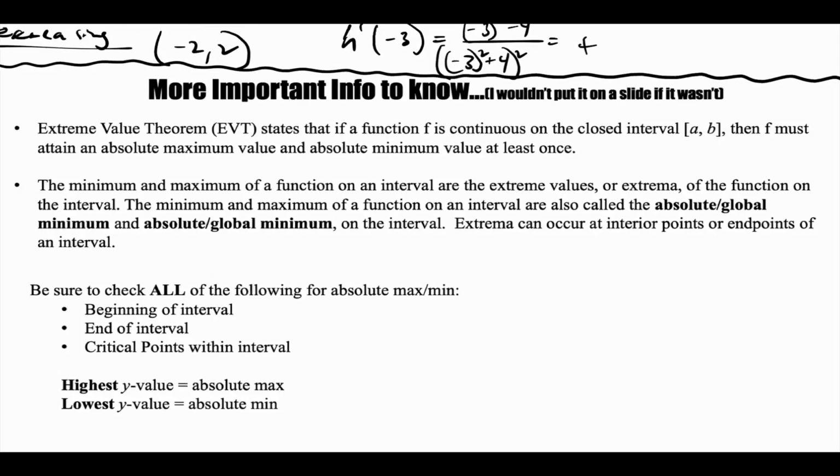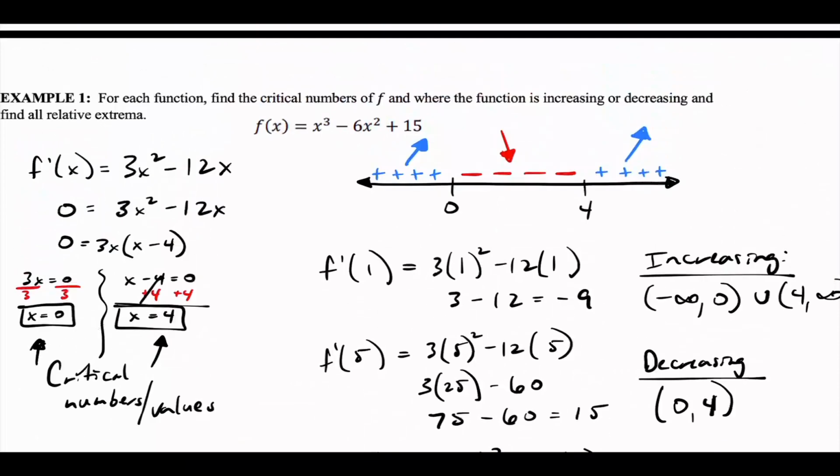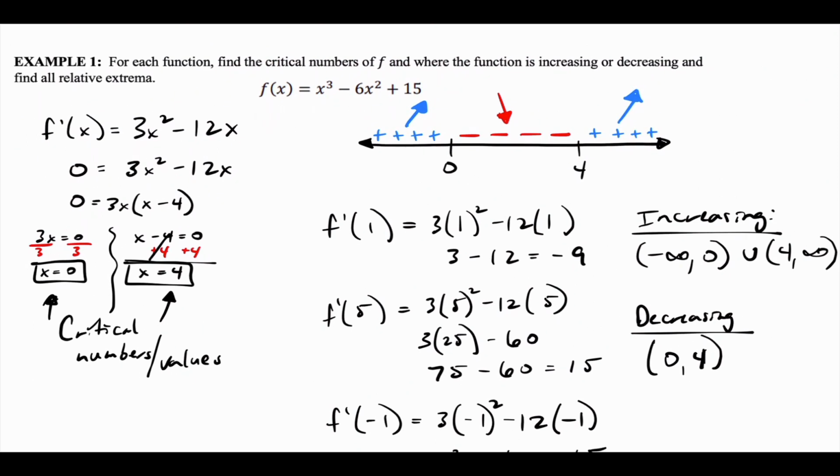So yesterday we were finding three things. Critical numbers, right? Where was the function f increasing or decreasing, right? The original function, where was it increasing, where was it decreasing? And then maximum and minimums, relative maximum and minimums. Okay, that's what we were doing yesterday.